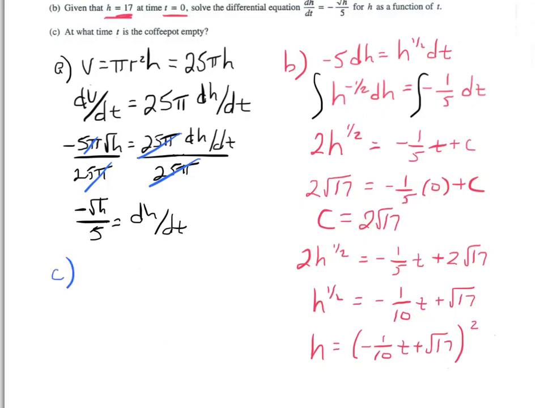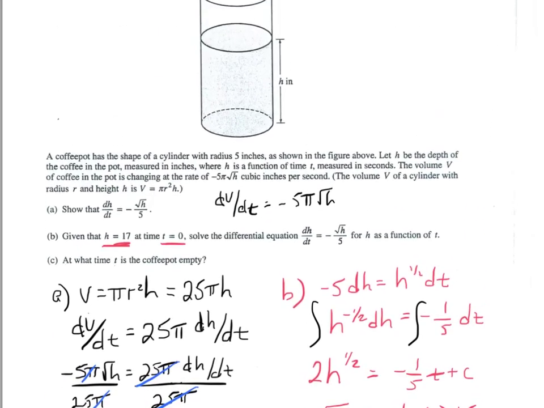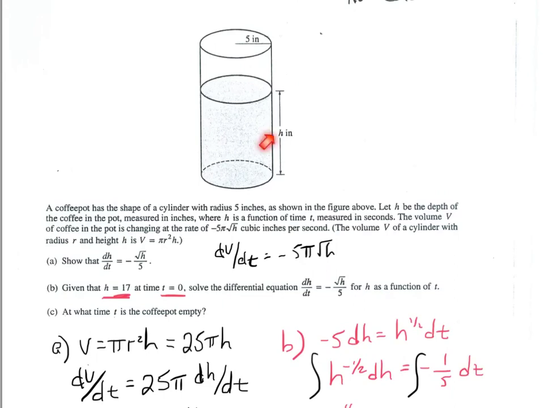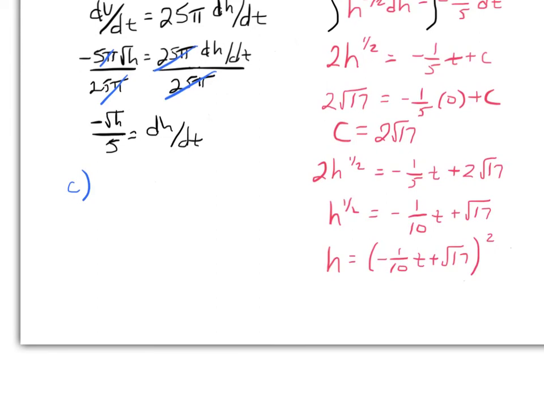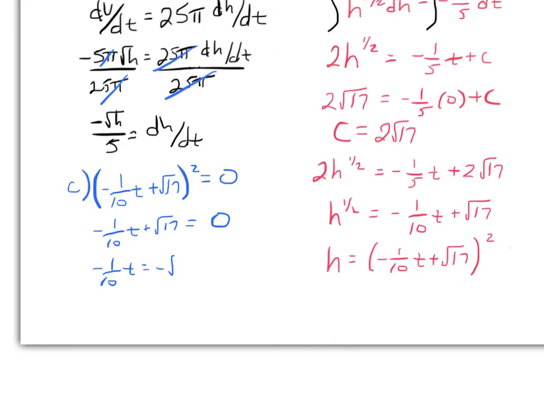Okay, last part. When is the coffee pot empty? Well, the coffee pot will be empty when h is equal to 0. So we'll take our h that we found in part B and set that equal to 0. So negative 1/10 t plus radical 17, this squared equals 0, which means that is 0. So t equals 10 radical 17 seconds.